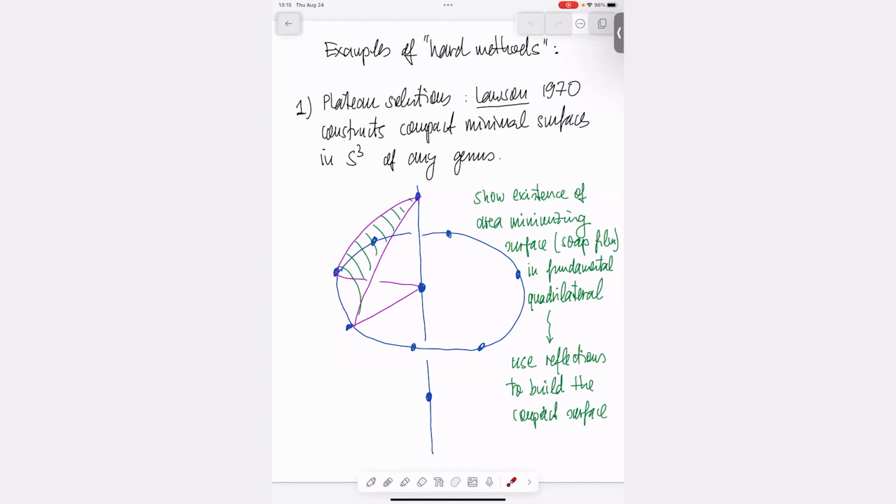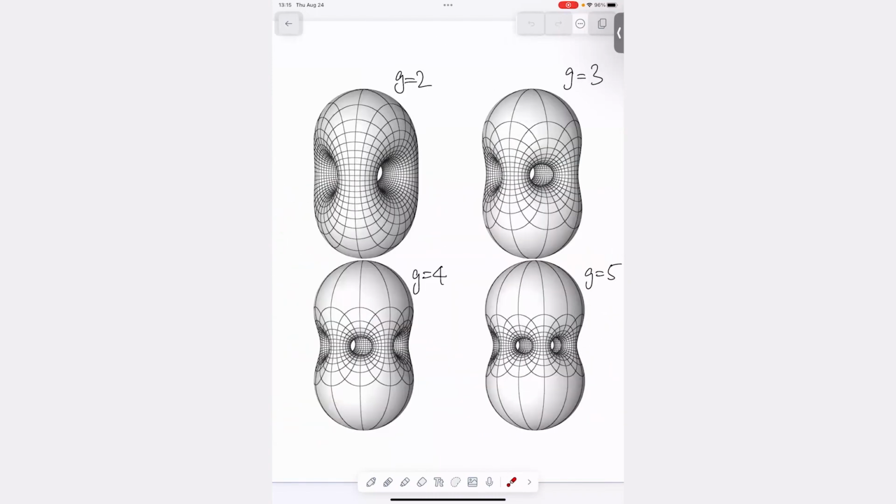So, and then you use reflection symmetry, since all these lines are geodesics on the 3 sphere, you can just reflect. And then you build the surface. And I show you what the surface looks like. Looks like that. And for different genera, you see they form a similar pattern. So you have genus 2, you get 2 handles, 3 handles, 4 handles, 5 handles. And if you would continue with this, you can imagine more and more handles in here.